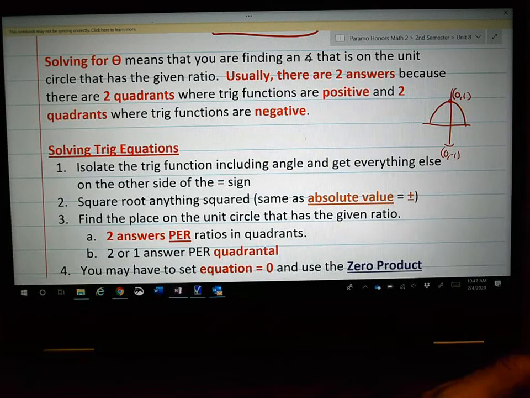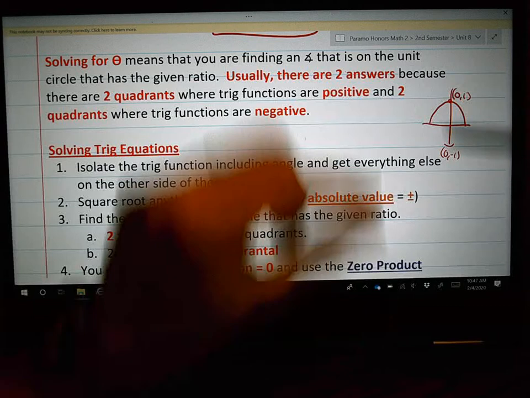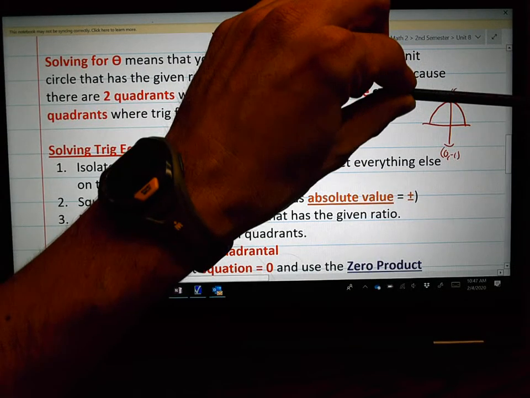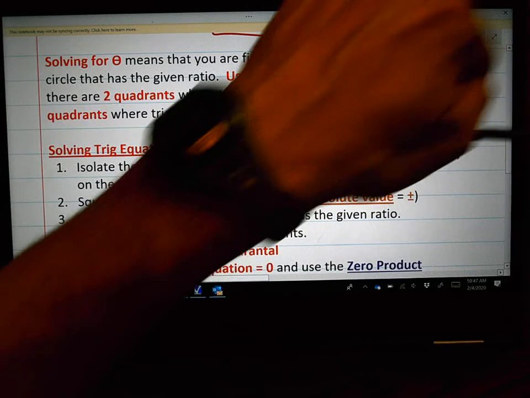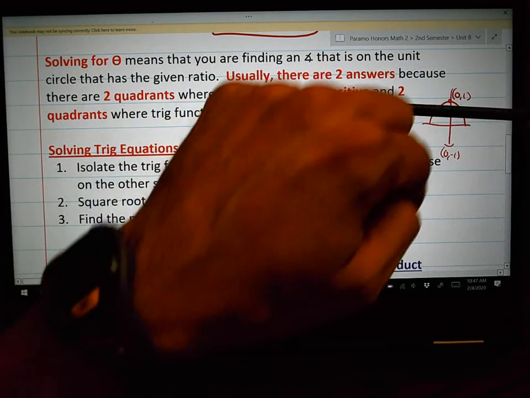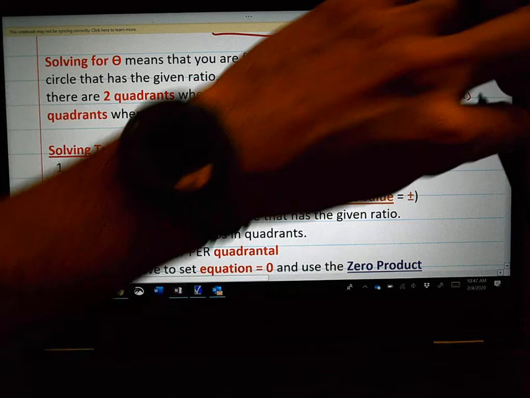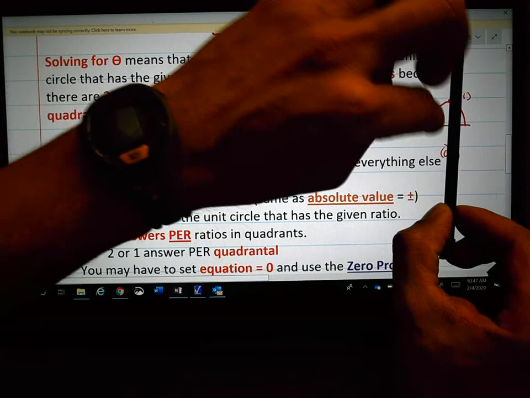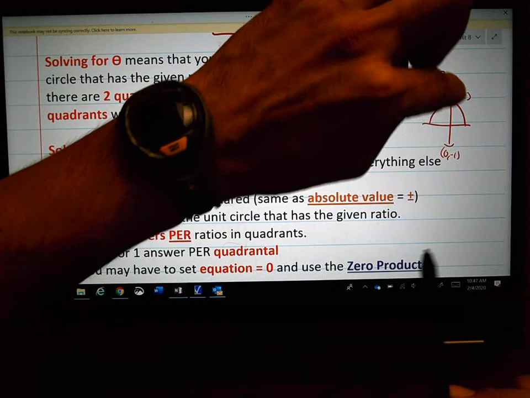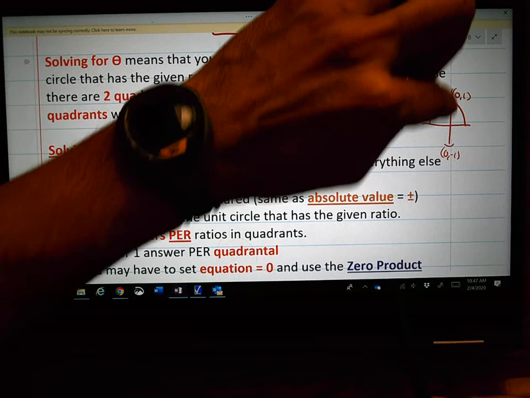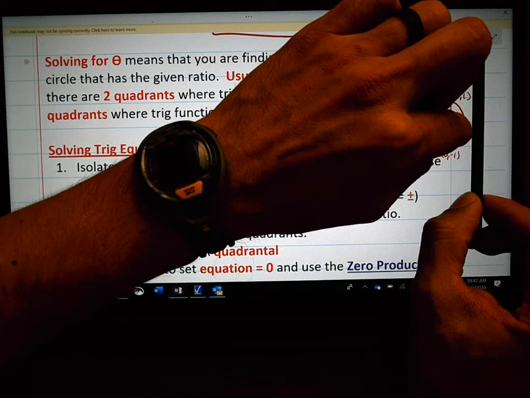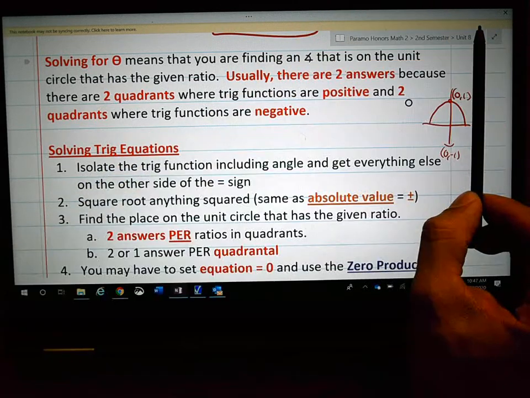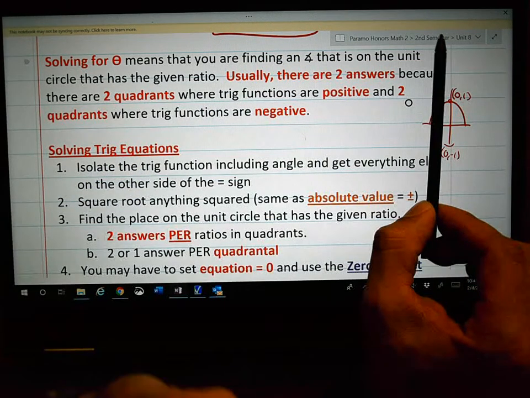Has 1 answer. If we're looking at sine ratios, there are 2 answers other places. There's 1 here, 1 there. There's 1 here, 1 there. If you're looking at cosine ratios, there are 2 answers everywhere. There's 2 places where cosine is equal to 0. But sometimes if you get to the edge, there's only 1 place where the cosine is equal to 1 or -1.